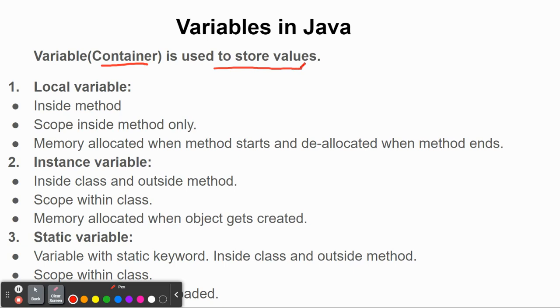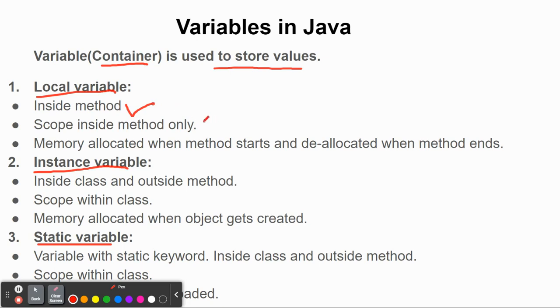Now there are three types of variable available. The first one is the local variable, the second one is the instance variable, and the third one is the static variable. So what is meant by local variable? A variable which is declared or initialized inside the method is called the local variable.